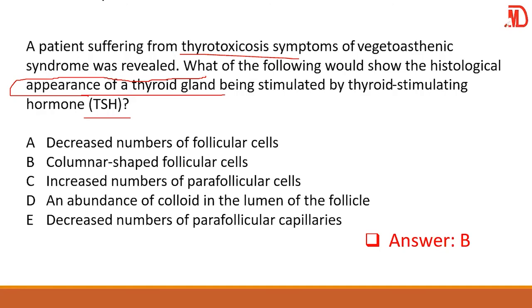I'm telling you this so that you put it at the back of your mind. For the GIT and the respiratory tract, we are looking at columnar cells. But cuboidal is what we look for in the follicular cells. And of course, we can also see it in the salivary gland.